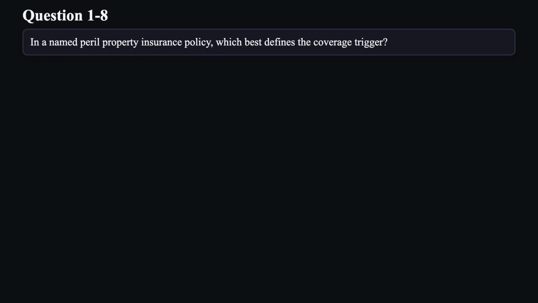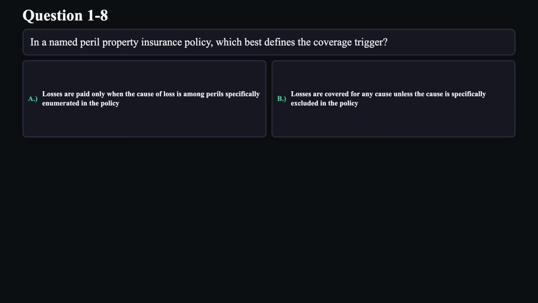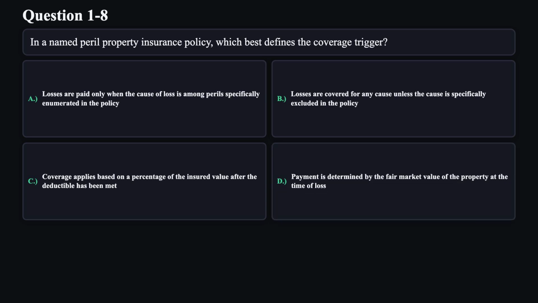Question 8. In a named peril property insurance policy, which best defines the coverage trigger? A. Losses are paid only when the cause of loss is among perils specifically enumerated in the policy. B. Losses are covered for any cause unless the cause is specifically excluded in the policy. C. Coverage applies based on a percentage of the insured value after the deductible has been met. D. Payment is determined by the fair market value of the property at the time of loss.